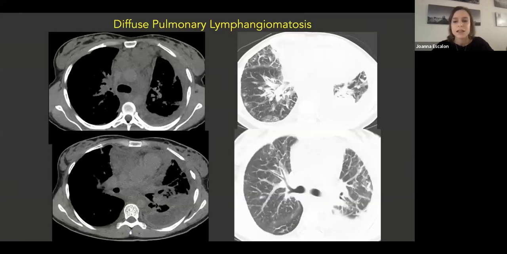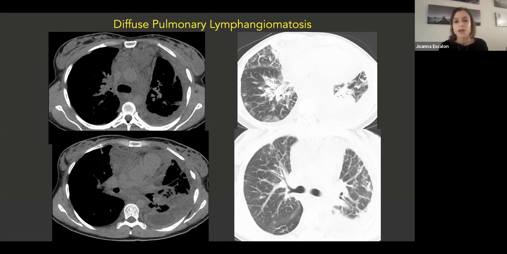This last entity I bring up because I think the name can be confusing. With LAM, this is called diffuse pulmonary lymphangiomatosis. So no, not lymphangiomyomatosis. So there's not that smooth muscle component. This is actually just widespread proliferation of the lymphatics. It typically is found in children and young adults. It's progressive. Unfortunately, a poor prognosis. There's not much you can do.